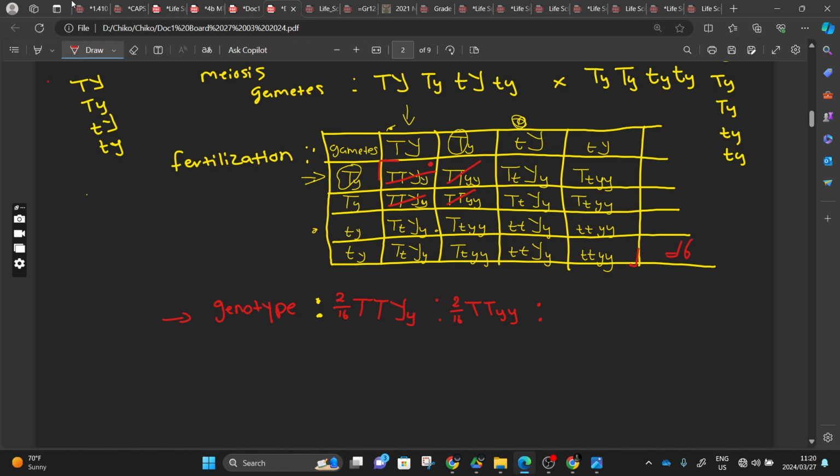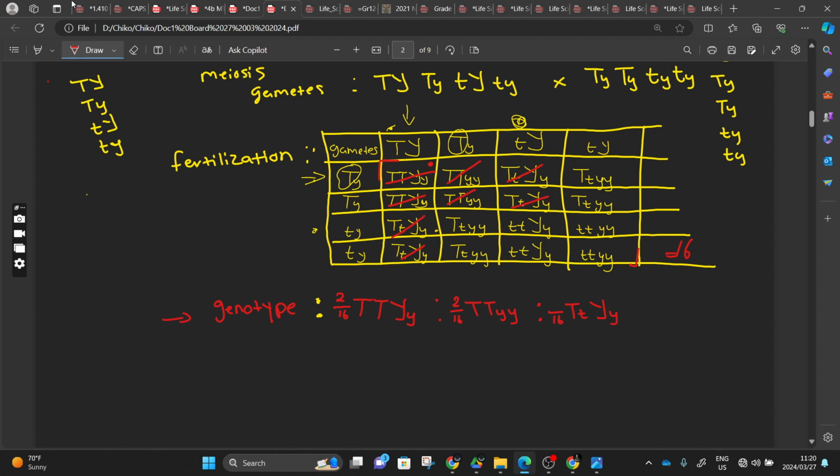And then the second one, it will be capital letter T, small letter T, capital letter Y, small letter Y. Out of 16, how many do we have? One, two. Capital letter T, small letter T, capital letter Y, small letter Y. One, two, three. I can see three here. And I can see four here.